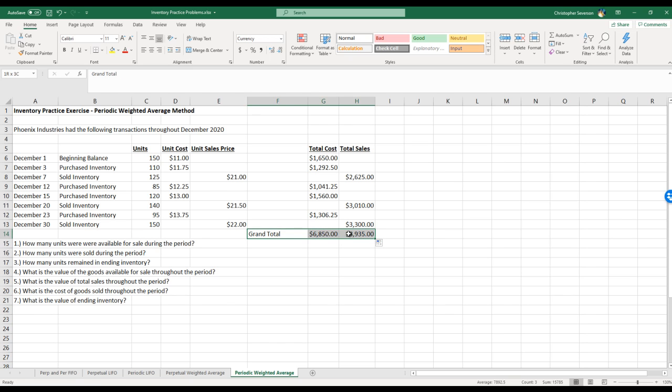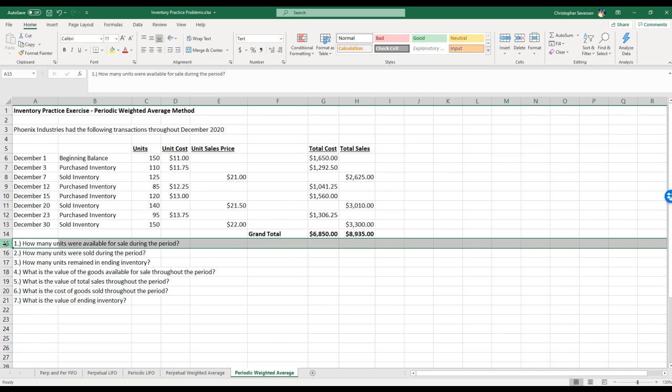What I'll mention though is those two, see how quick and easy that was to create? That actually takes care of two of our different questions down below. So that'll be nice to have that done and out of the way. So now let's take a look at the questions. How many units were available for sale during the period? Looks like we have two words there. How many units were available for sale during the period?